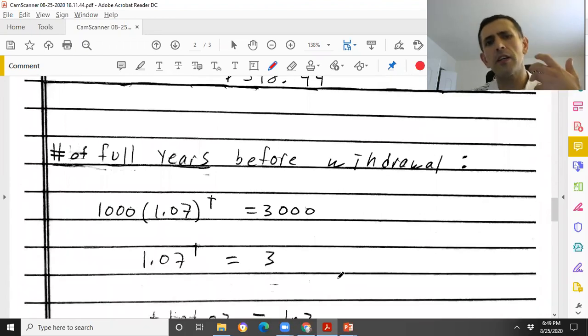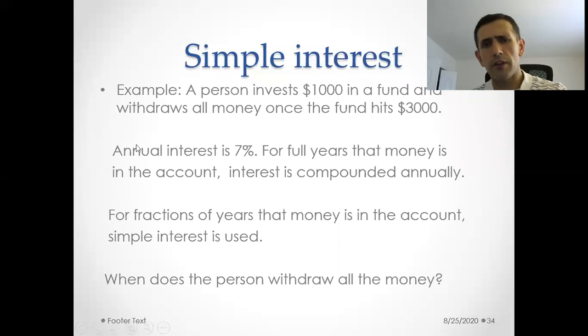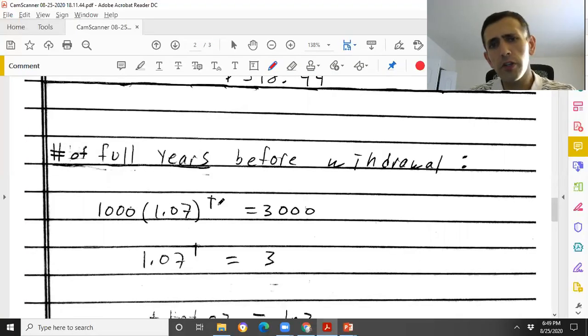So the idea is I want to first find the number of full years before withdrawal. Well, we're going to need to find out after those full years, the fraction of time that money is going to sit in the account. But we first need to find the number of full years before withdrawal. And the way we do that is because for full years, interest is compound and it's 7% effective annual interest. We're just going to set this up as if for the whole entire time until withdrawal, we have compound interest.